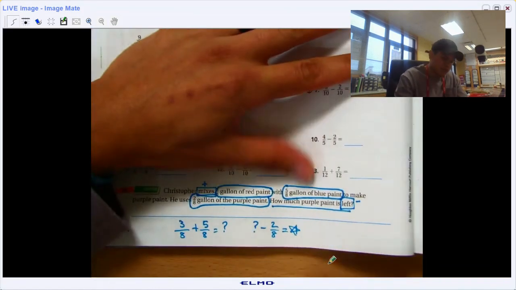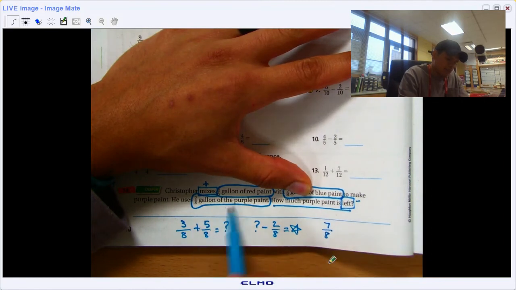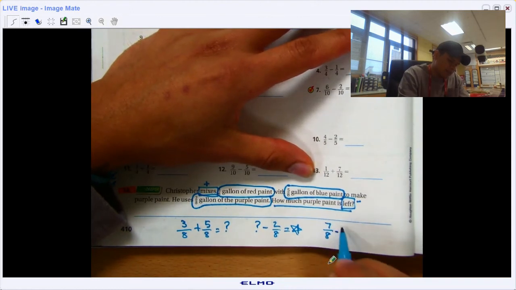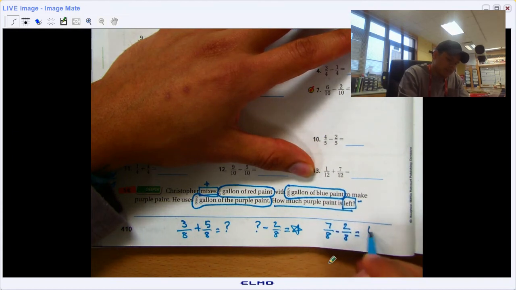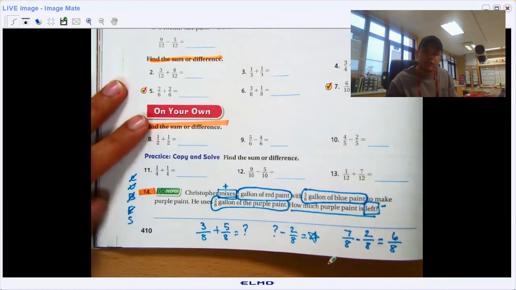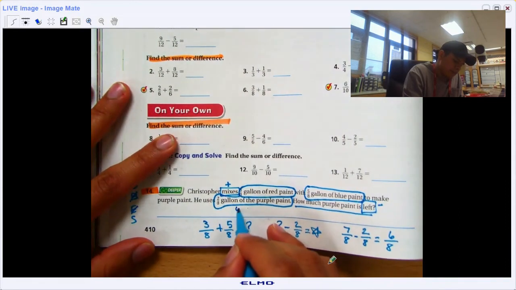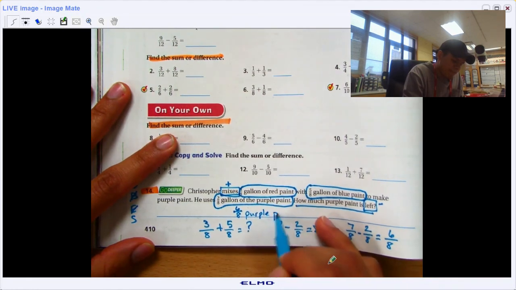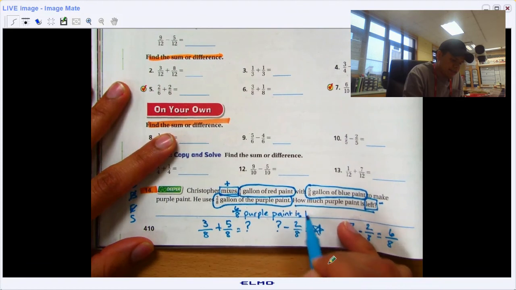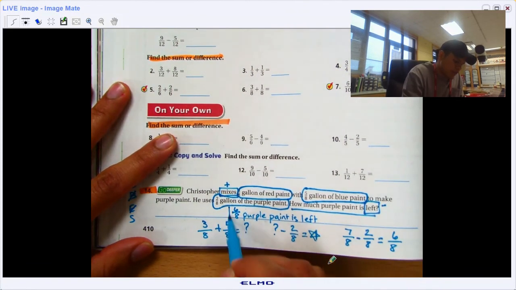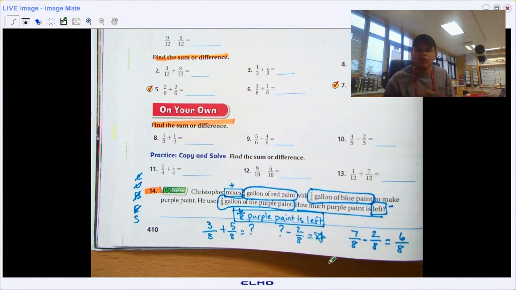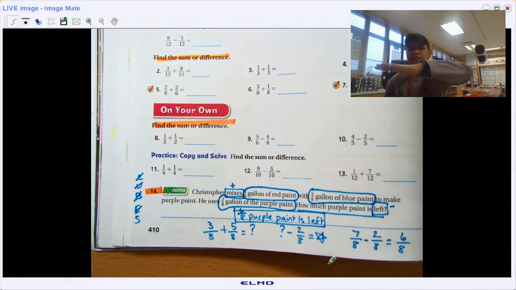So let me go ahead and make some room over here. I have 7/8 purple paint, and then I'm going to use 2/8 gallon of purple paint. So I'm going to subtract 2/8. So 7/8 minus 2/8 is equal to 6/8. So now that I've shown my work, I can go ahead and write up here on the line 6/8 purple paint is left. Okay? And just so that I can be nice and neat, like all good mathematicians, I'm going to box that answer. Hopefully, this helped you to understand how to add and subtract word problems.